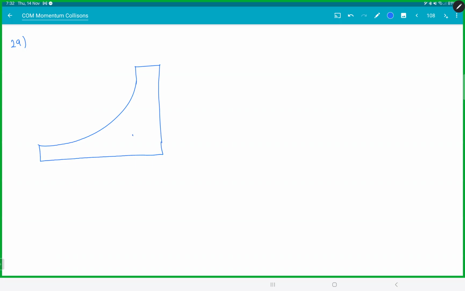So we got a wedge here of mass 2m. There is an m here. All surfaces are smooth. So this is given speed u, and this is height h. And this topmost point is A.